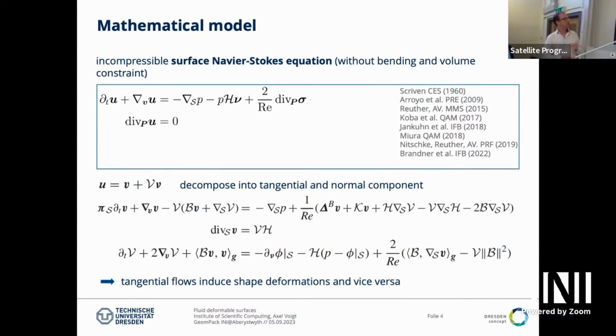Especially here in this incompressibility constraint, we see that this is not zero, but it's compensated by the normal velocity and the mean curvature. And there are various other terms. So the normal velocity is in this equation, and the tangential velocity is in that equation. So at the end, any tangential flow induces shape deformation and vice versa. Right? So that's going to be essential.